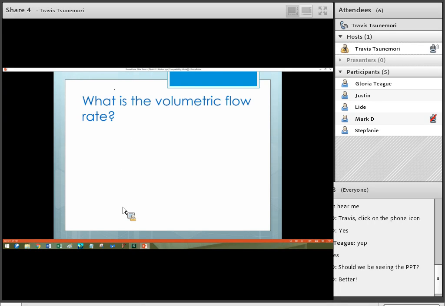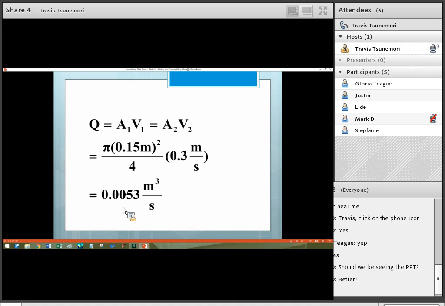And the next question was, what is the volumetric flow rate? So think about how we would solve that. We know we want volumetric flow rate, which is Q. And Q is A1V1 or A2V2. And so substituting in our cross-sectional area times our velocity, we get a volumetric rate of 0.0053 meters cubed per second.